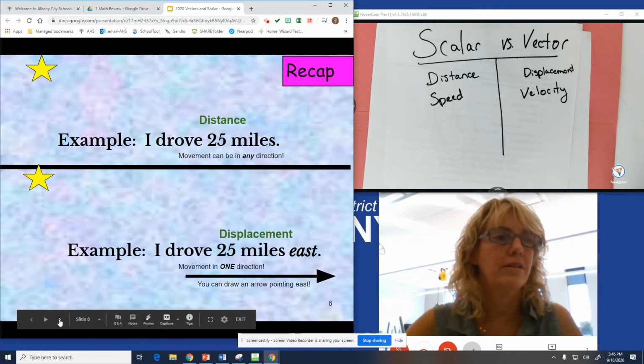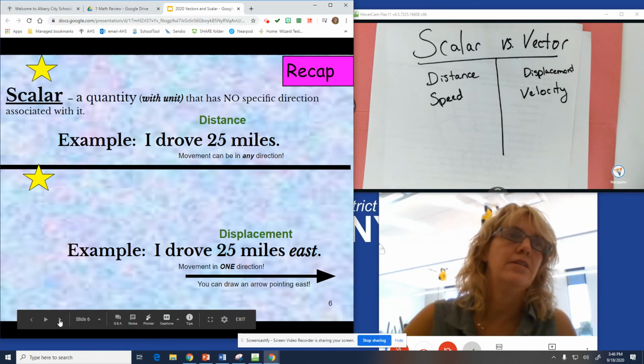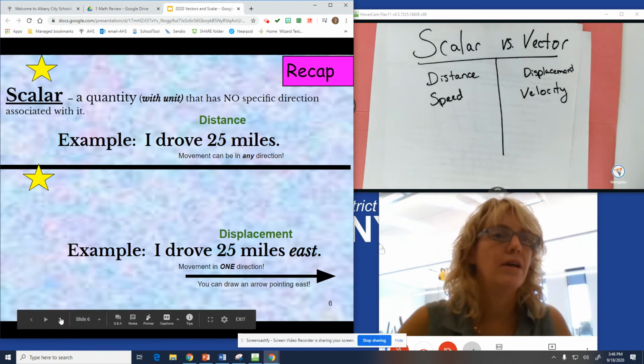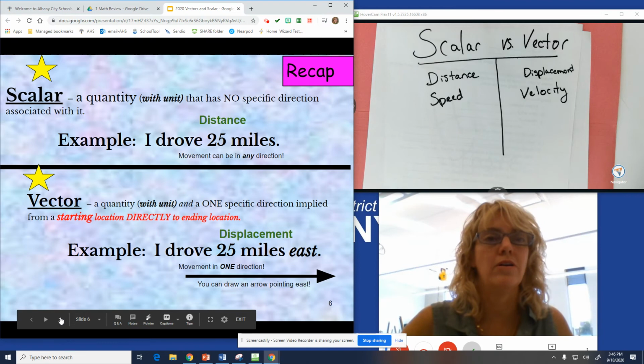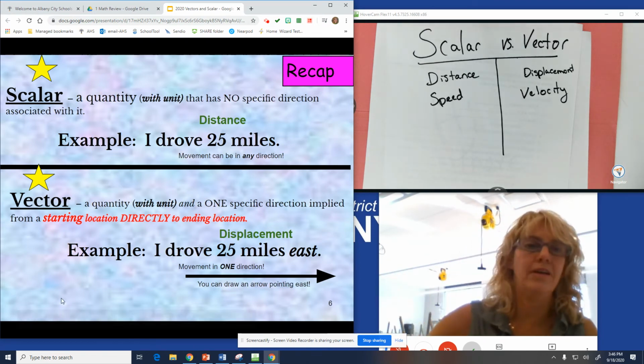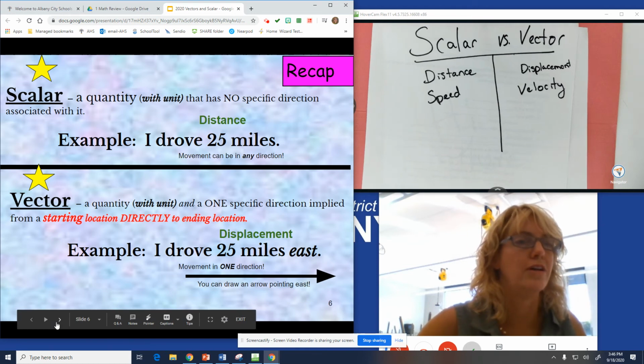All right. Recap. Scalar, no specific direction. I could go 25 miles all over the place. Vector, I go 25 miles in one direction. And I hope there's no curvy roads ahead.